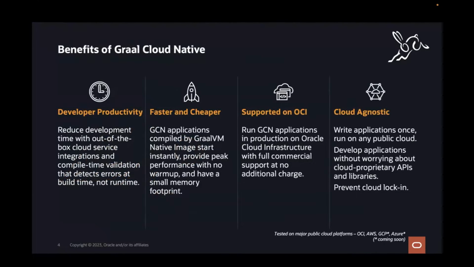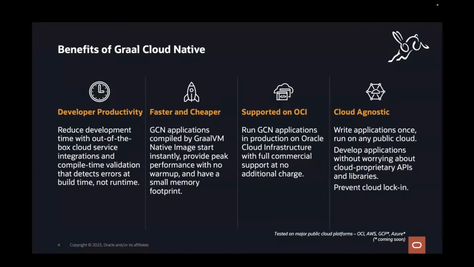So what are the benefits of GCN? GCN improves developer productivity. GCN has out-of-the-box integration with public cloud services. This saves obviously precious time as people write and develop cloud-native applications talking to public cloud services. GCN also uses the compile time validation feature from Micronaut and helps you detect problems as you're typing code. And you don't have to wait for running the application and finding out that there is a problem in the code that you're writing.